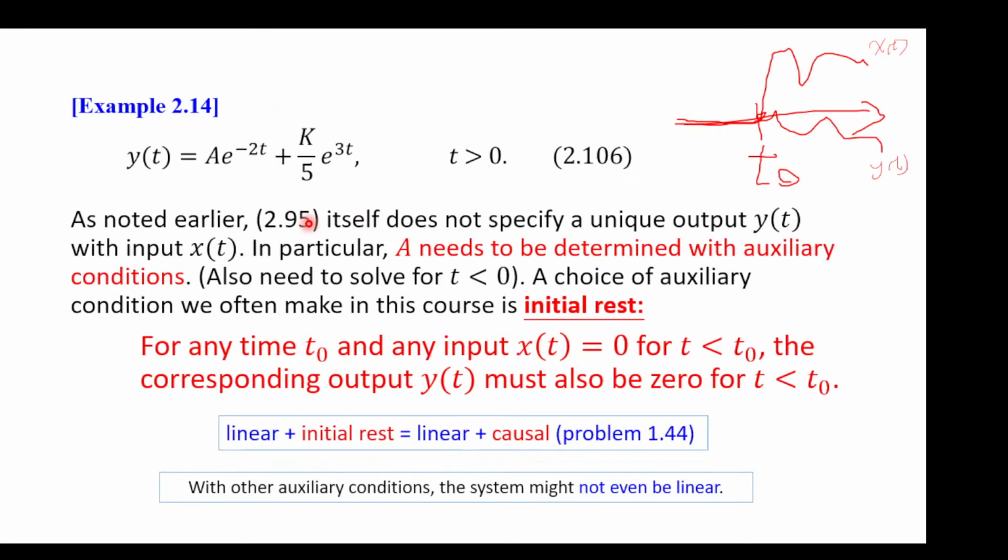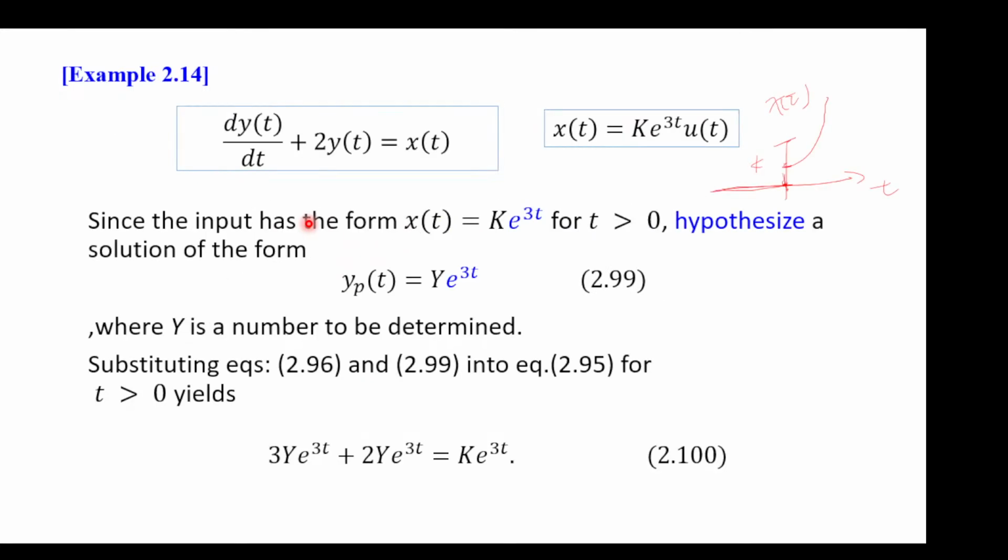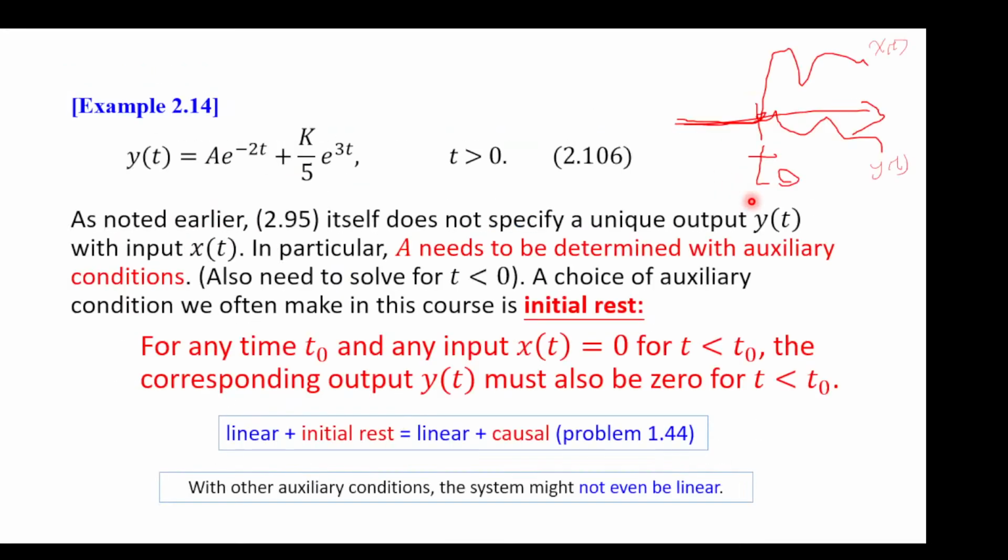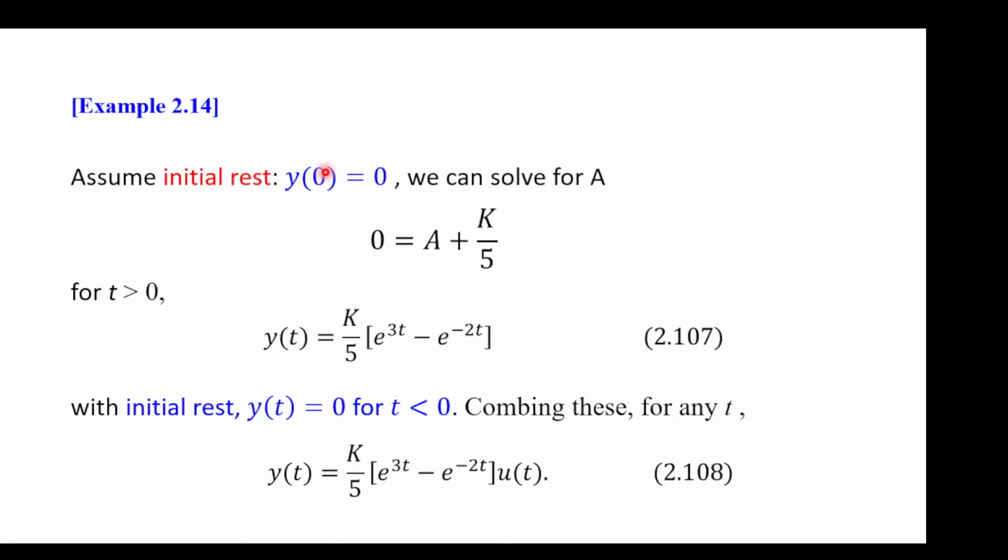Because now t0, remember our x of t looks like this, right? x of t has a u of t here, and so it starts at t equal to 0. And so now our t0 is 0, and y of t for t bigger than 0 is something, and for t less than 0 it should all be 0. And at t0 we also think it is 0. So with the initial rest, we think y of 0 equals 0.